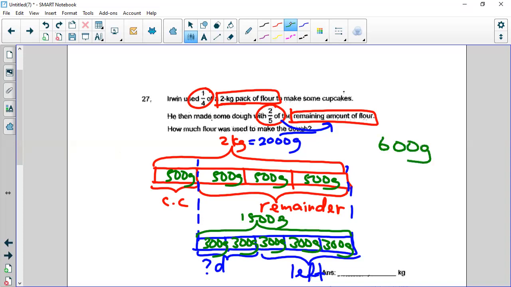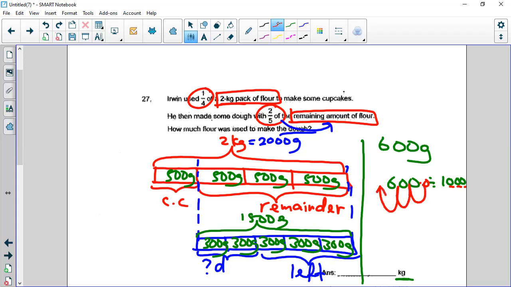If it's 600 grams, you will need to change it to kilogram because the unit is kilogram. So how do you change it to kilogram? You take 600 and you divide by 1,000. How to divide? You have to create a decimal point, and then shift the decimal point to the left 3 times because there are 3 zeros. So 1, 2, and 3. And the decimal point is above the arrowhead and the 0 in front. So how much flour was used to make the dough? 0.6 kilogram.